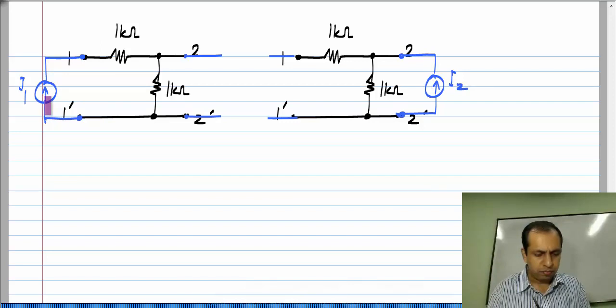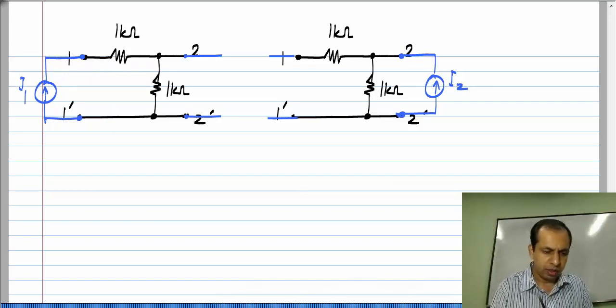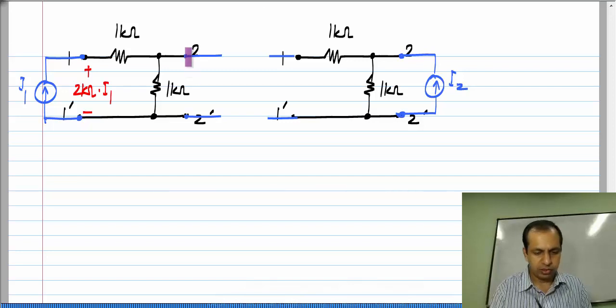So, I1 flows through these two resistors. So, the voltage here across port 1 is the series combination of these two resistors, 2 kilo ohms times I1, whereas the voltage across port 2 is I1 times this resistor, 1 kilo ohm.